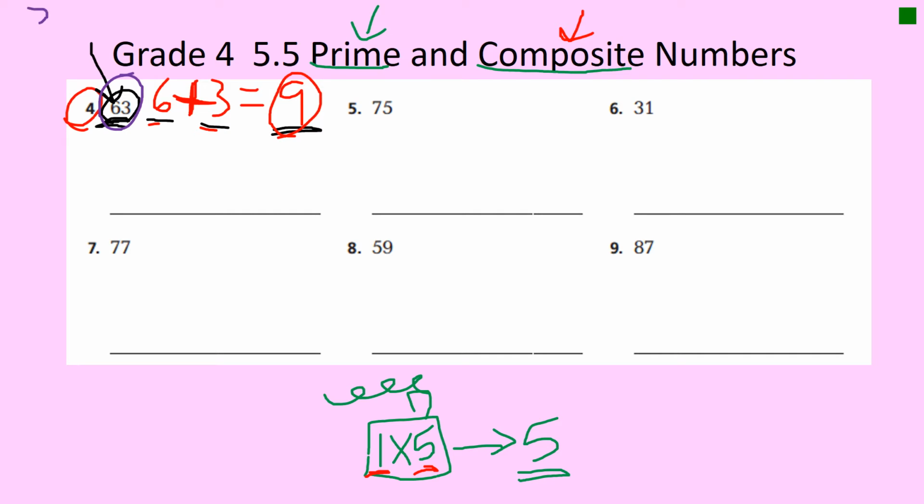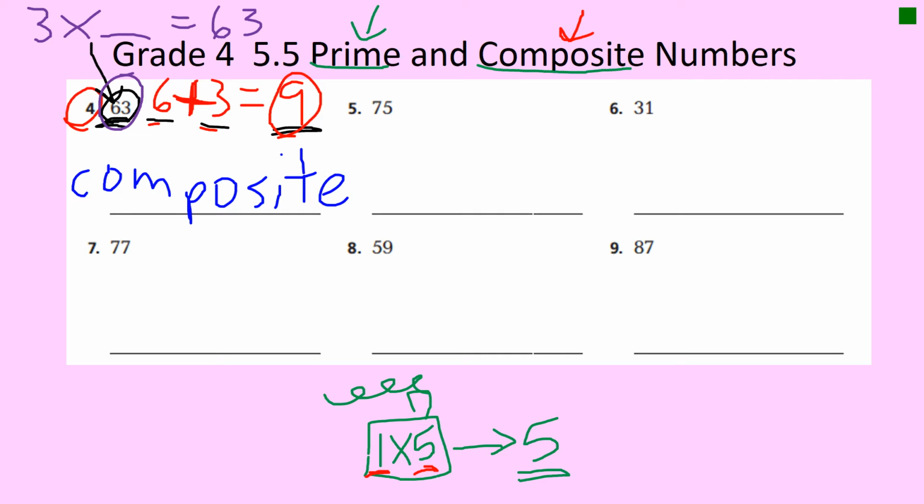So 3 times something is going to equal 63. So if 63 is divisible by 3, 3 is a factor of 63, right? So it cannot be a prime number then. It has to be composite. Okay? Those divisibility rules are super helpful when you're figuring out prime and composite numbers.